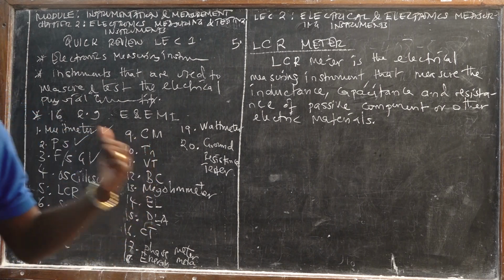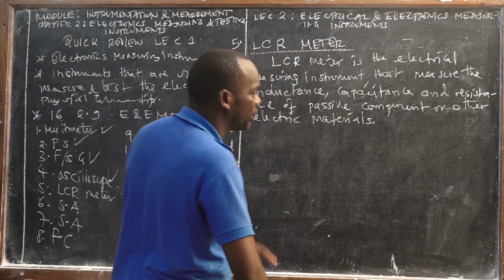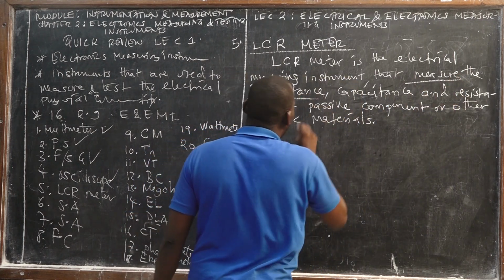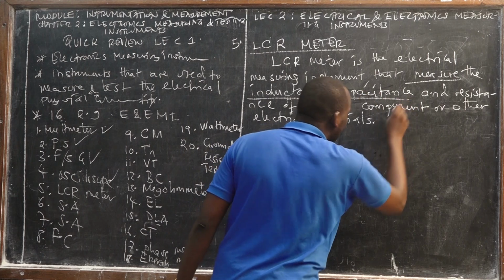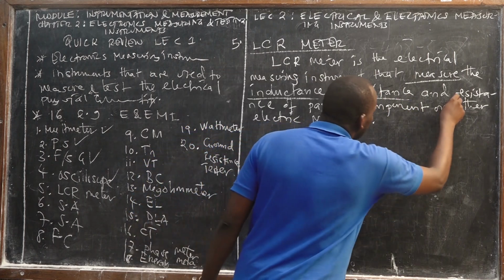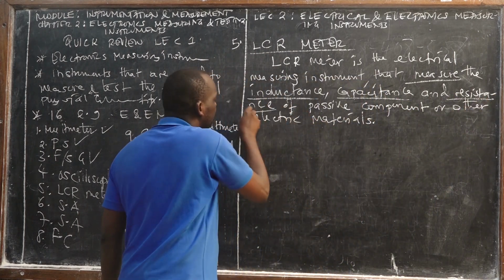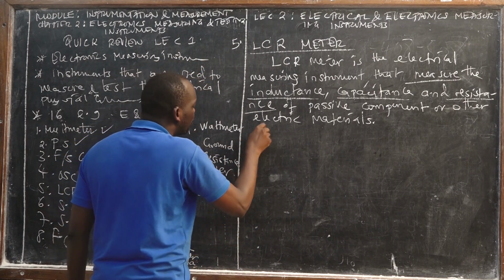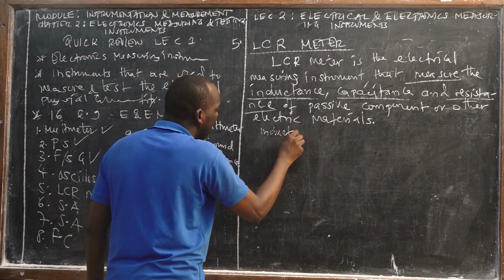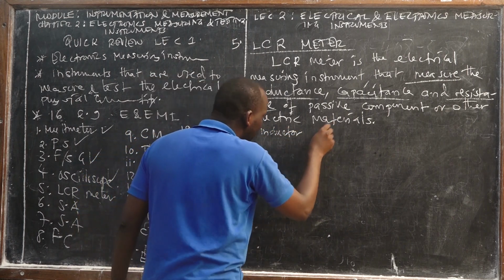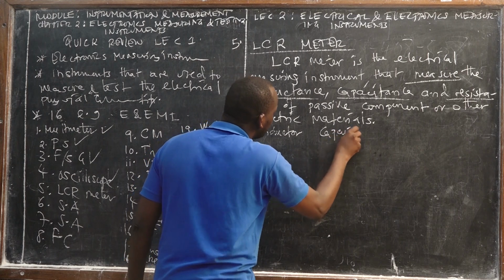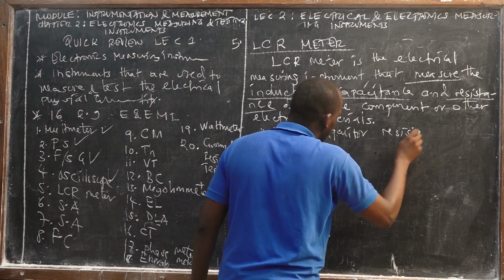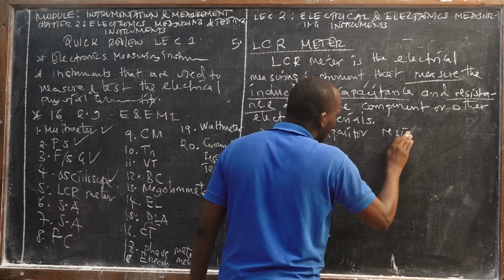Okay? So this is a very huge and very interesting topic. You say that this one can measure inductance, capacitance, and resistance. So listen, when you say that it can measure inductance, we used to have an inductor. It can measure the inductance of the inductor, the capacitance of the capacitor, and also the resistance of the resistor.